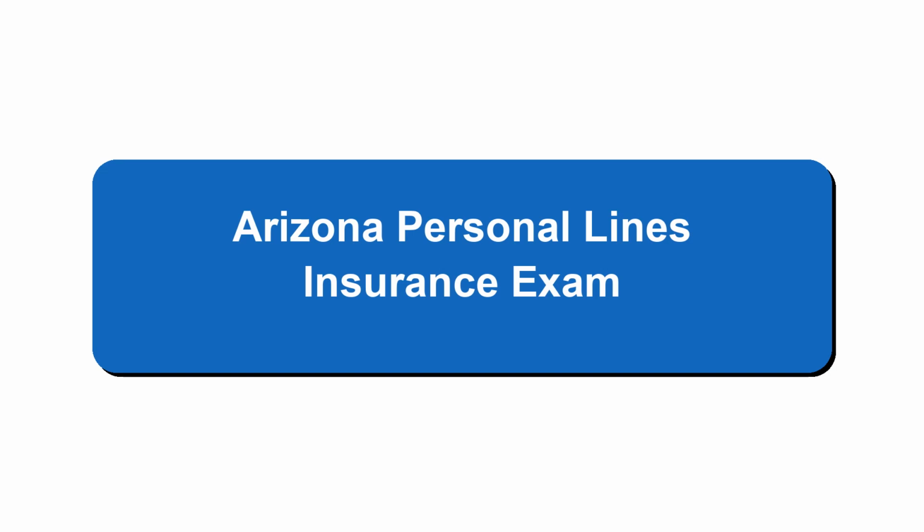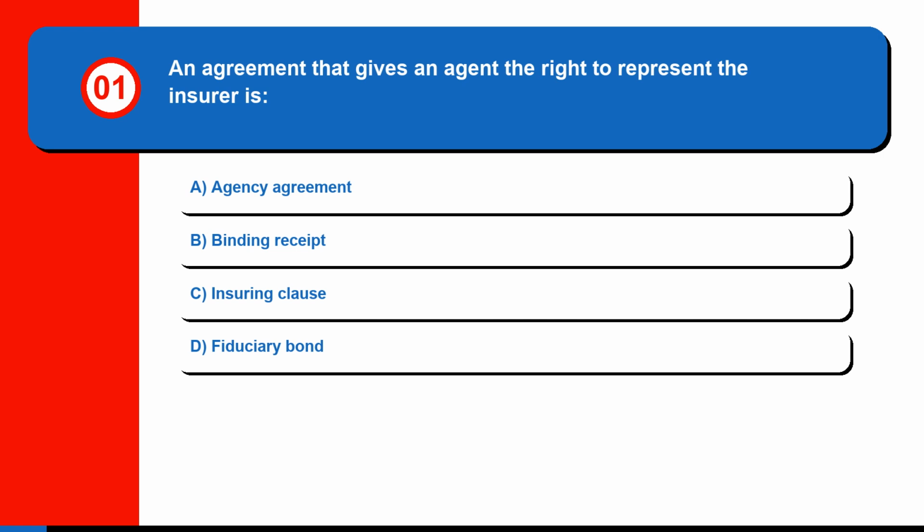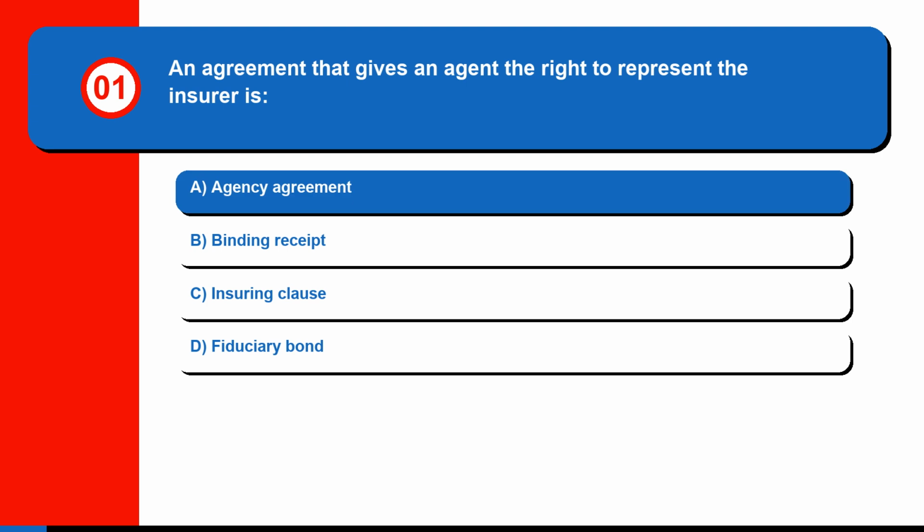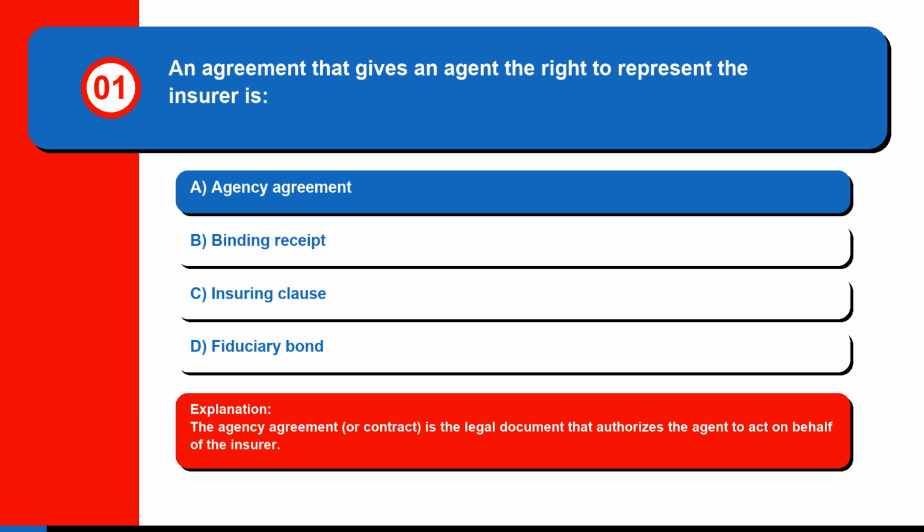Arizona Personal Lines Insurance Exam. Question 1. An agreement that gives an agent the right to represent the insurer is A. Agency agreement, B. Binding receipt, C. Insuring clause, or D. Fiduciary bond. The correct answer is A. Agency agreement. The agency agreement, or contract, is the legal document that authorizes the agent to act on behalf of the insurer.